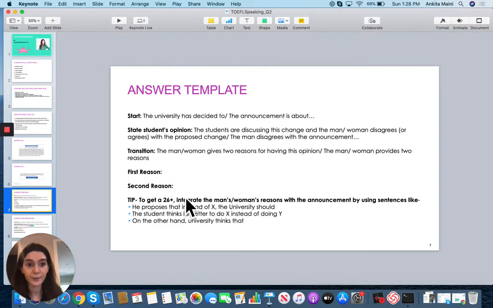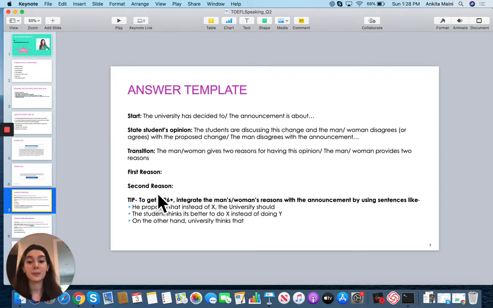Okay, so then you're going to give the first reason and then you're going to give the second reason. The first reason in this case, like we discussed before, is that the students are busy at night and they have other things to do and they won't be able to really attend the classes in the evening. And the second reason is that it is actually going to add more expense for the university.